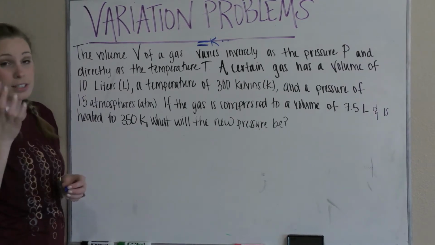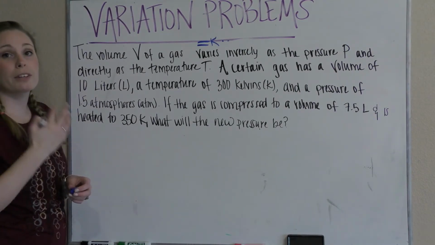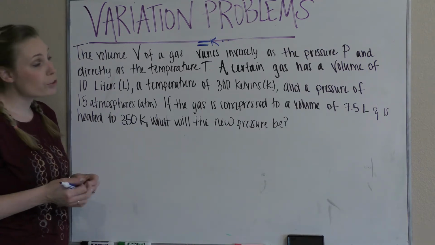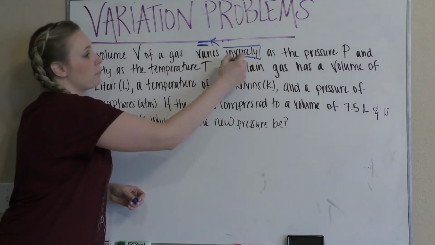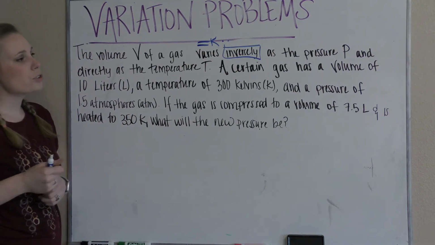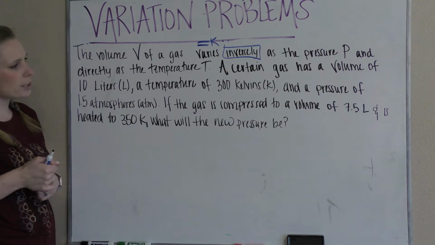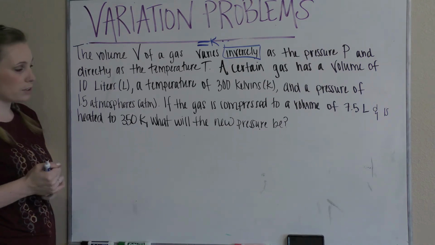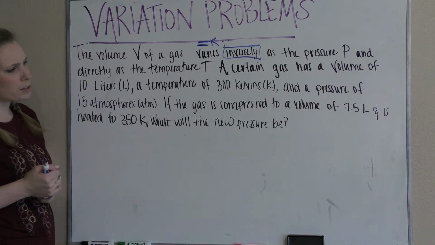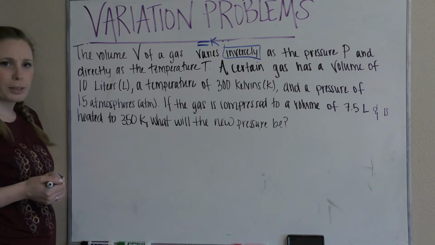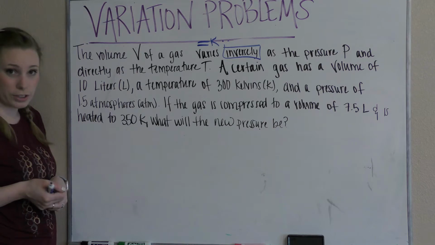Now in this question, you're going to see the word varies twice. Put your equal sign with the very first varies that comes. So the volume V of a gas varies inversely as the pressure P and directly as the temperature T. A certain gas has a volume of 10 liters, a temperature of 300 kelvins, and a pressure of 1.5 atmospheres. If the gas is compressed to a volume of 7.5 liters and is heated to 350 Kelvin, what will the new pressure be?